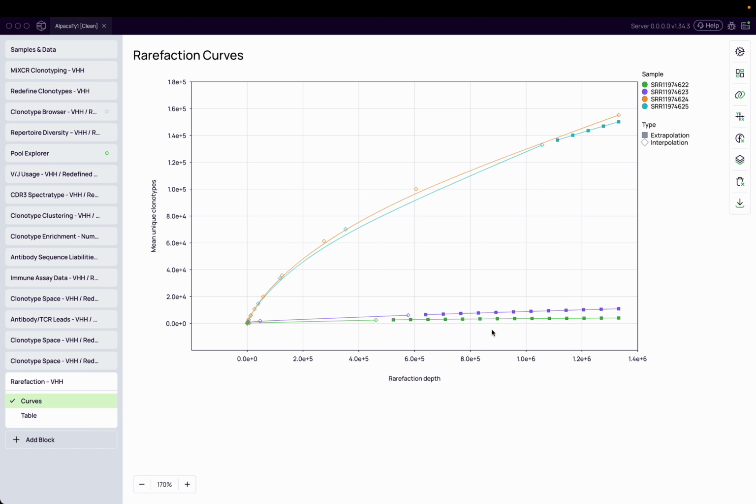So the key takeaways of the rarefaction analysis are the following. Rarefaction standardizes samples of different sizes to compare the clonal richness and assess if sequencing depth was adequate. It is calculated by subsampling the sequences, counting unique clonotypes, and plotting the results. The plateau means sufficient sampling, and the steep curve means undersampling. So that's basically it.